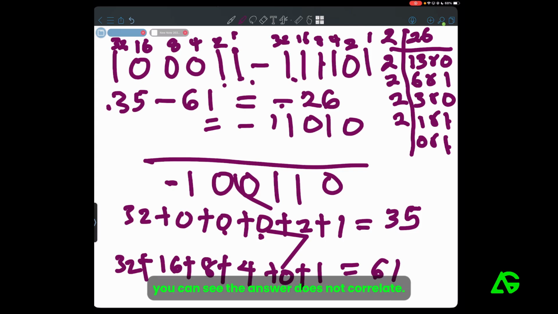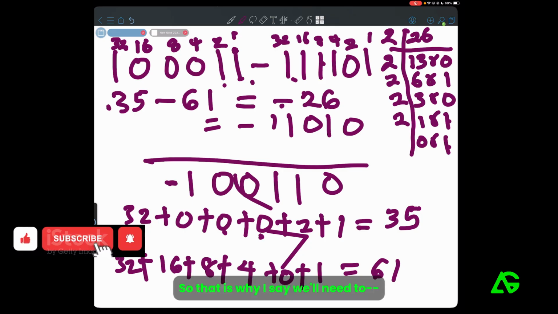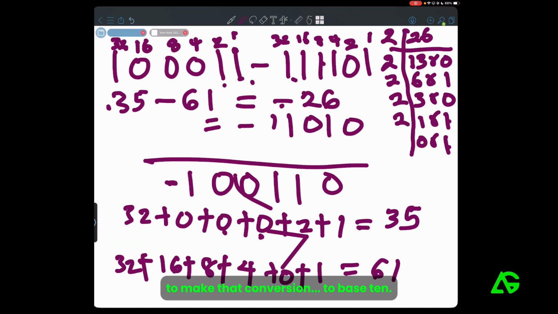You can see the answer does not correlate. Do you get the logic? So that is why I say we need to make that conversion to base 10. So after converting to base 10, you do the subtraction in base 10.